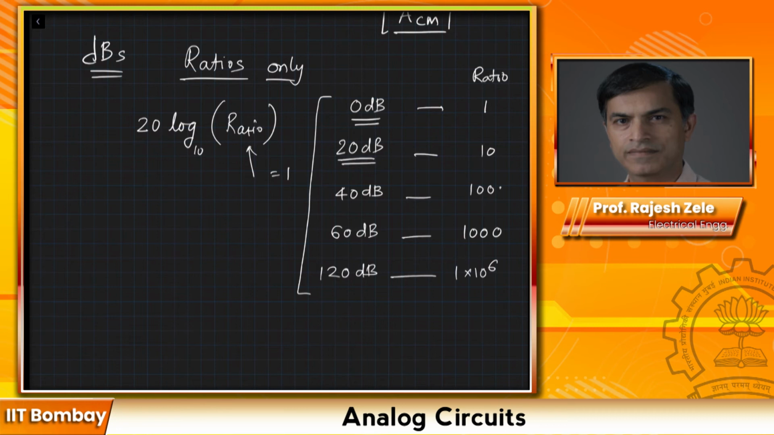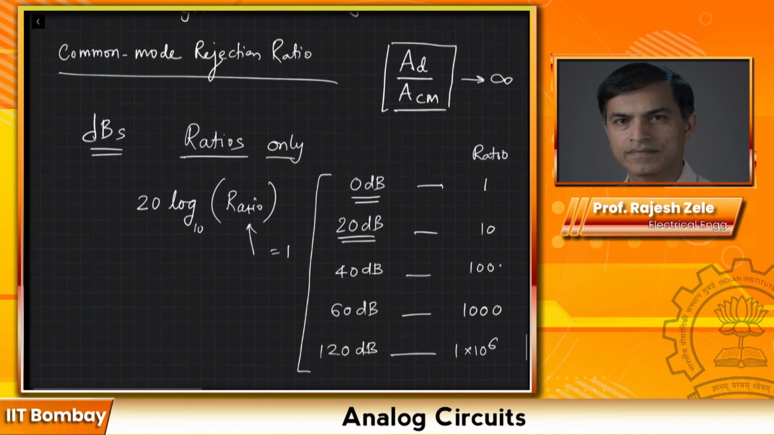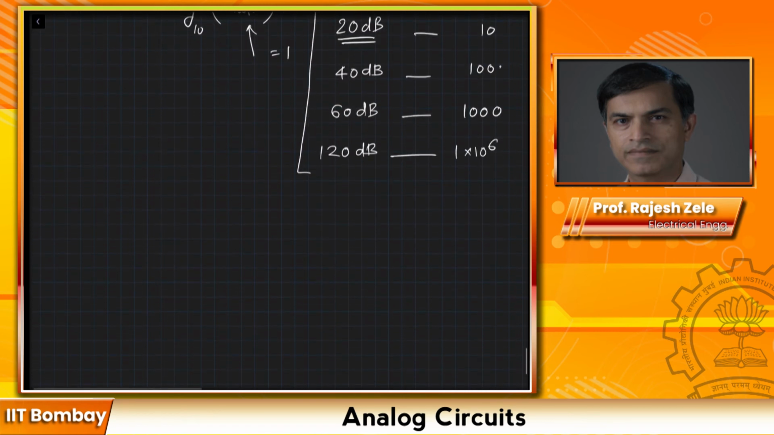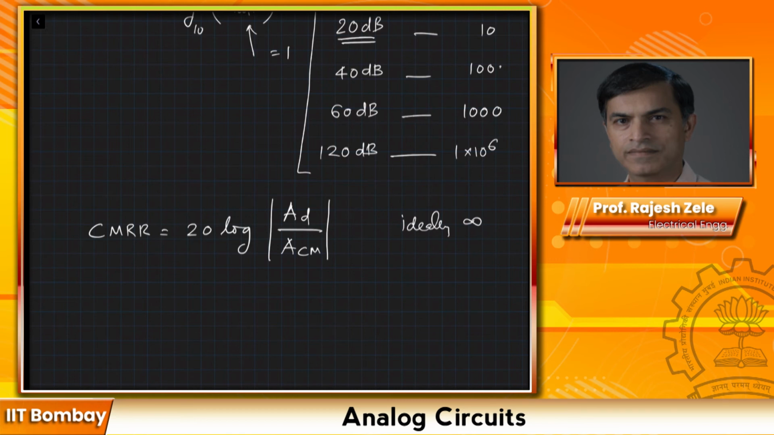Now, the reason I'm saying this is the common mode rejection ratio, CMRR. You generally mention it in dBs, and it's 20 log A_D divided by A_CM, and as I said again, it's ideally infinity. Next thing we go and talk about is a combination of these two ideas, and that would be a stopping point for this particular lecture.